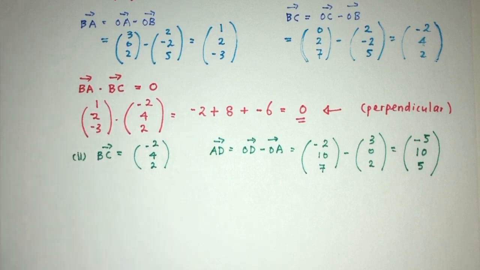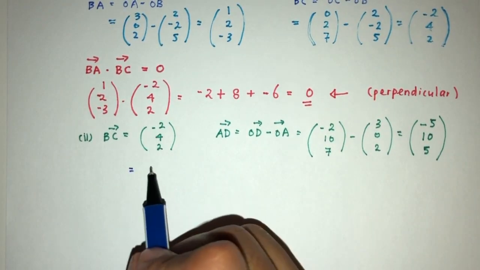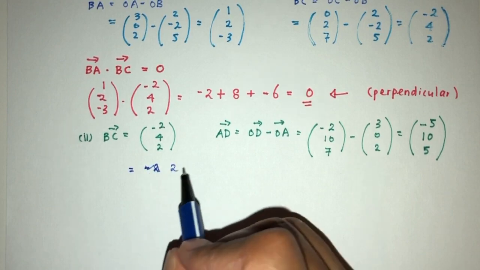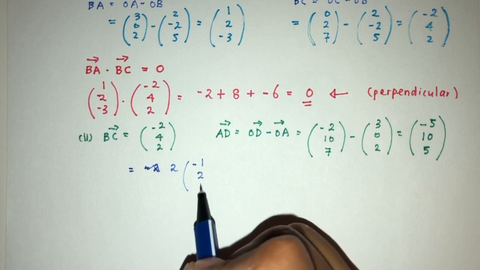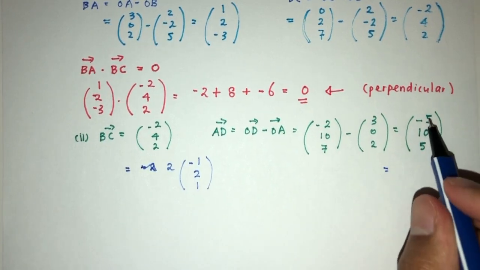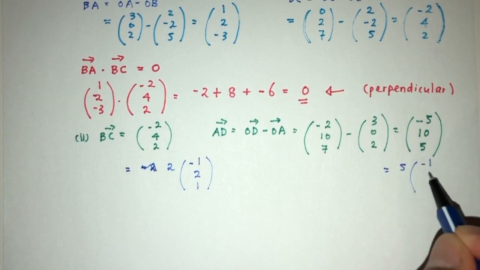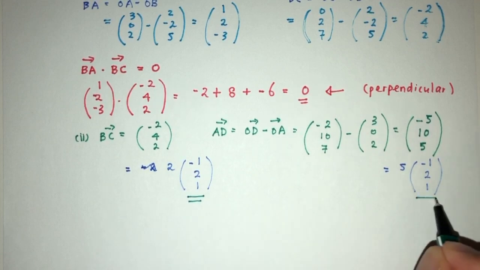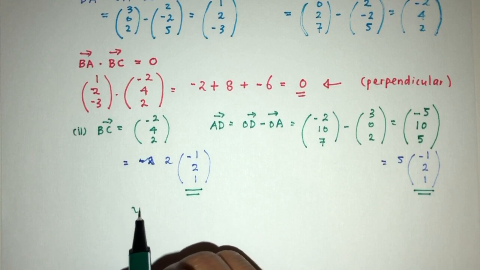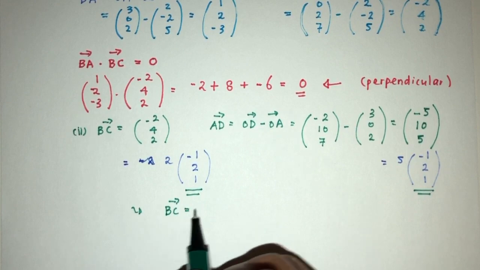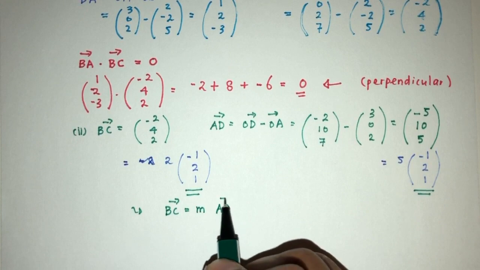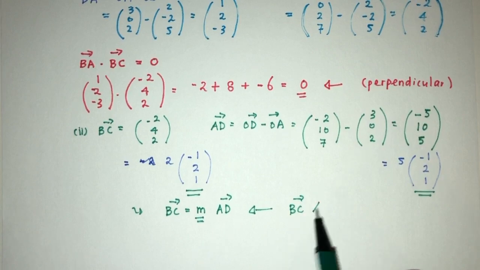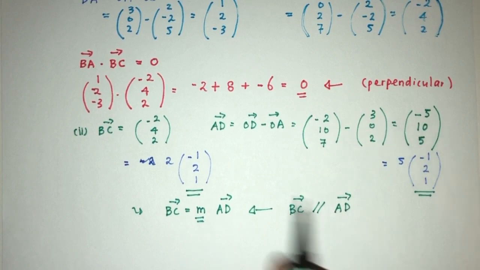Okay, so here what we can do is we can simply factorize. If you see, take out the value of minus 2 or even 2. Let's take out 2. You will have minus 1, 2, and 1. Here, take out the value of 5. You will have minus 1, 2, and 1. Now you can see clearly that here and here they're the same, which means confirmed that BC is a multiple of AD. So by showing this, we conclude that BC is in the same direction as AD. So this is good for part 1 of the question.